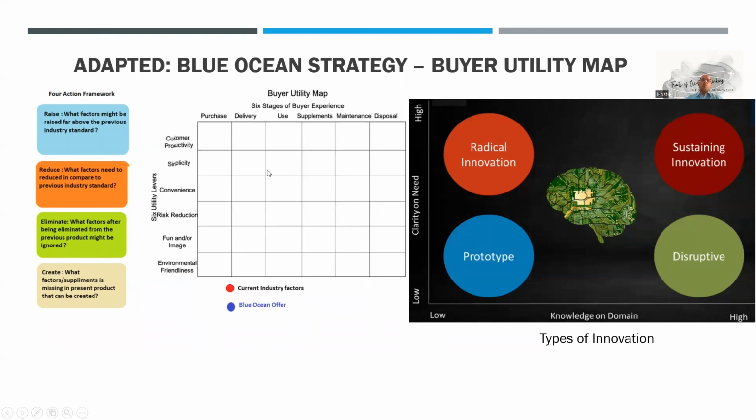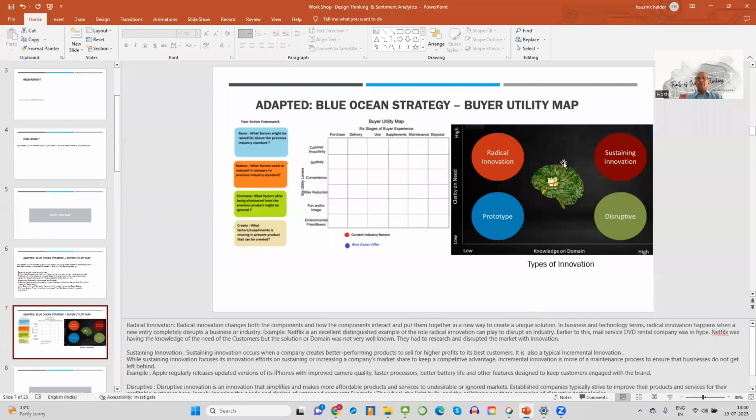Now the thing is, whatever we are coming up with over here falls in one of these parts of innovation. On a broader, very high level, we have distinguished innovation in four ways: radical, sustaining, disruptive, and prototype. It is based on the clarity on the need and the knowledge of the domain. We have distinguished this in four types.